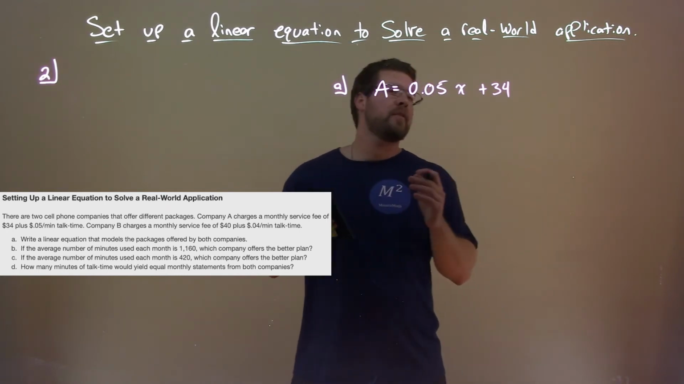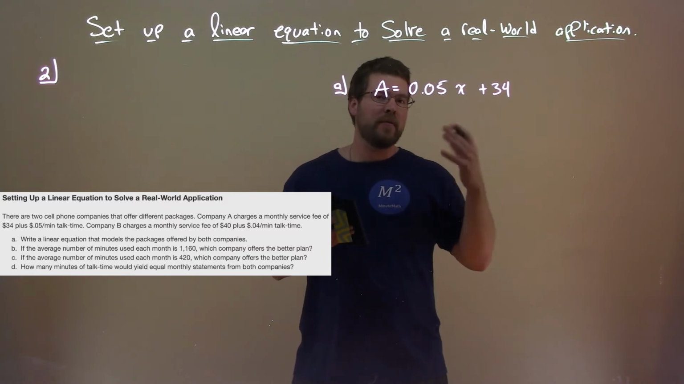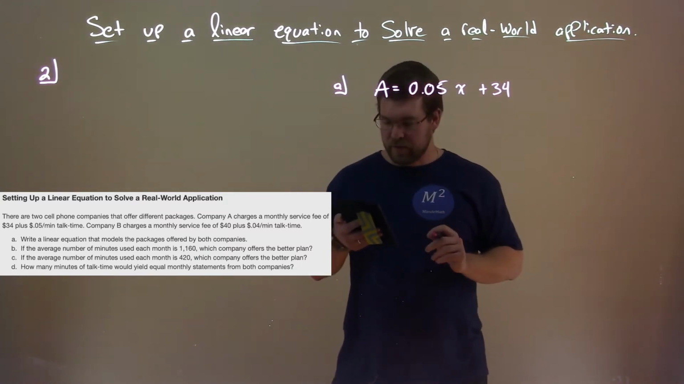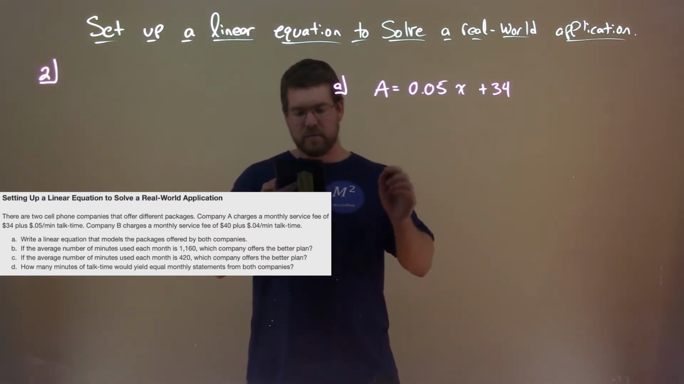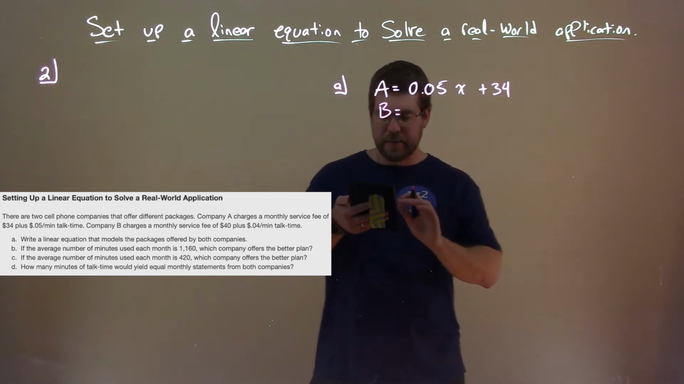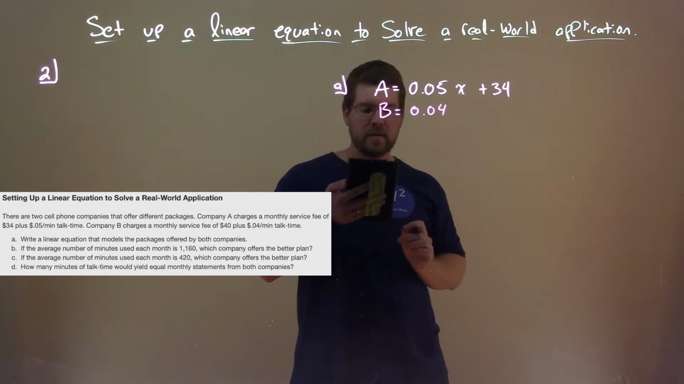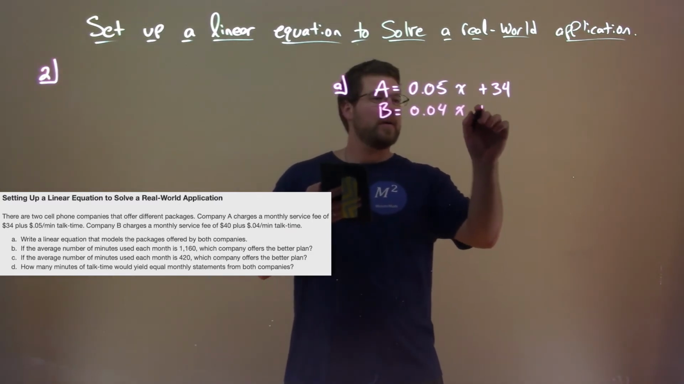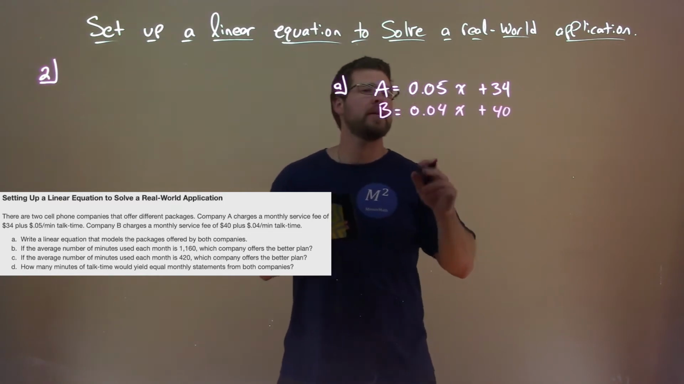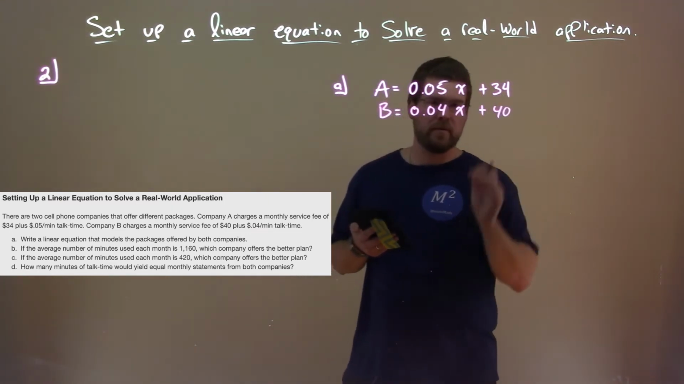Within any given month, we put the number of minutes in for x, and we get the total fee for the month: the minutes times the rate, plus 34 for each month. Company B, we can label as B equals, similar idea. Their rate is 0.04, cents per minute, so that's their x value, and their initial fee is $40. So Company A has a higher charge per minute, but a lower monthly fee.